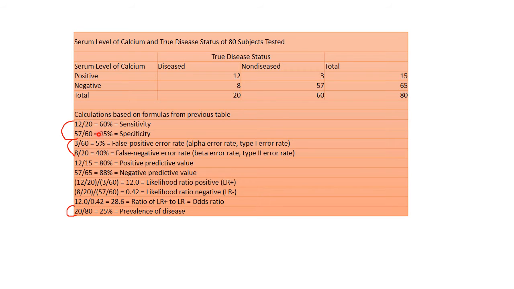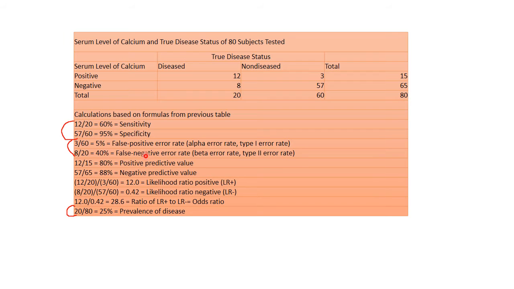Similarly, you could just reverse the values here and come up with your false positive error rate and then your false negative error rate. So remember that when you add up your false positive error rate plus your specificity, that should equal 100%, right? So 95 plus 5 equals 100%. That makes sense. And then on the other hand, your false negative error rate would be 8 divided by 20, or 40%, plus our 60% sensitivity. Again, that equals 100%. So these go hand in hand with one another, essentially.